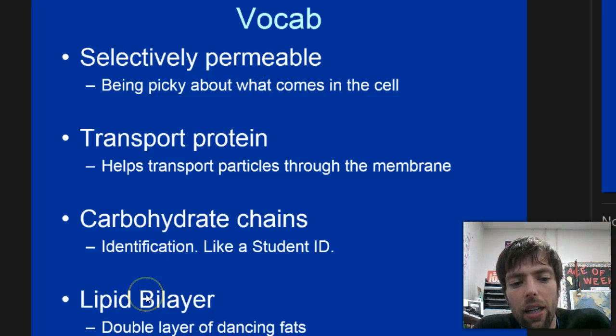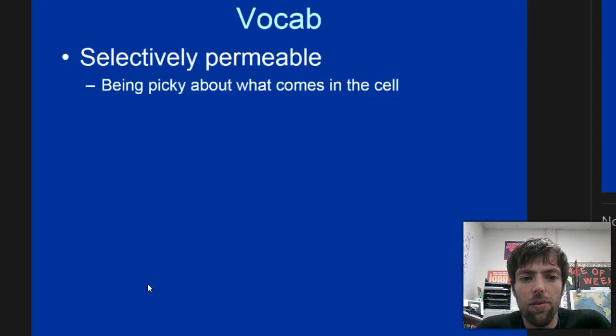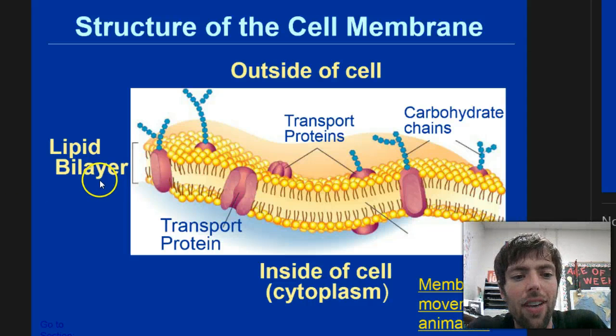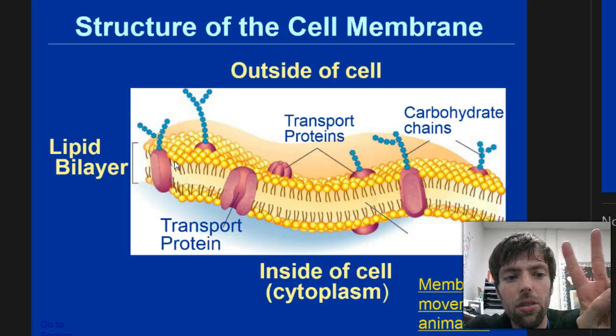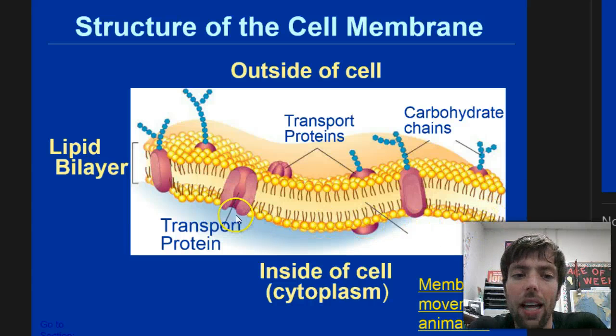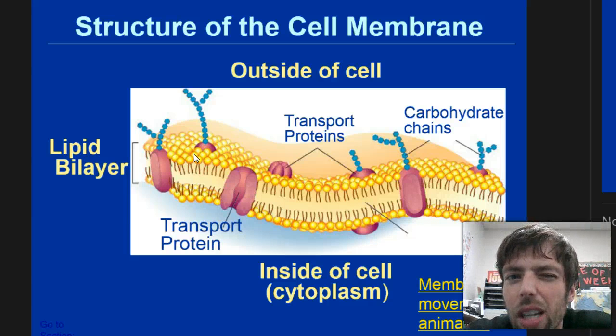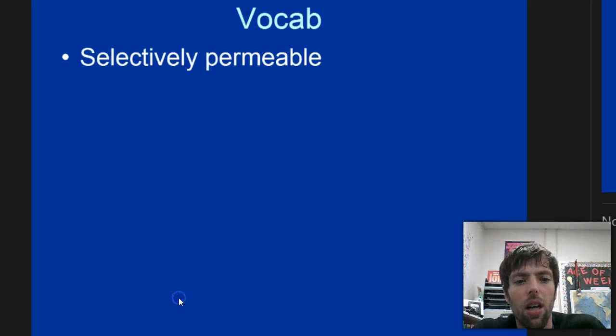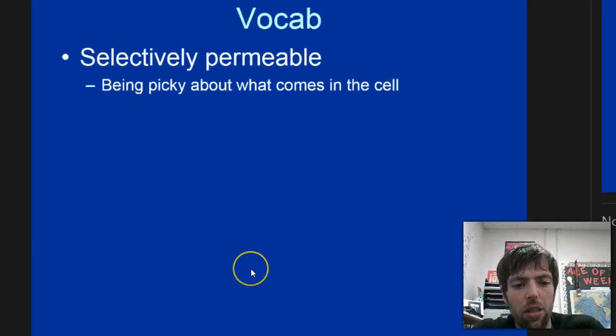Now, a lipid bilayer, this double layer of dancing fats, that's what we call the lipid bilayer. It is a reference to the fact that the cell membrane is not one but two layers of primarily fats, which is why we've colored these circles here yellow. So they're two layers of dancing fats. Makes you feel sort of gross, doesn't it, that all your cells are made of dancing fats? But I think it's pretty cool. Okay, so those are our 4 vocab words.